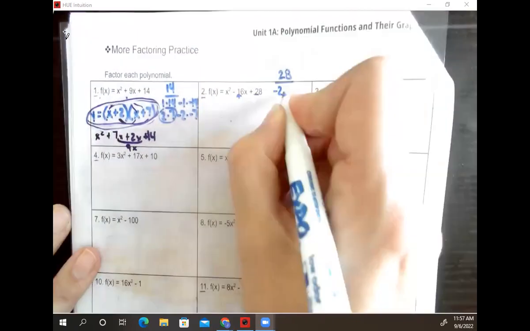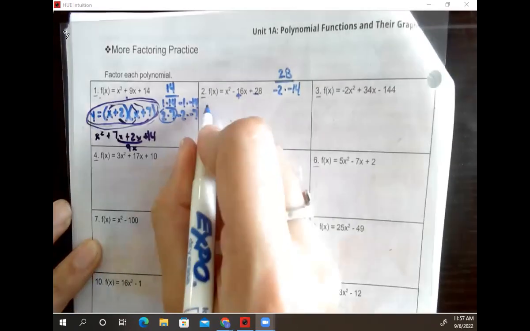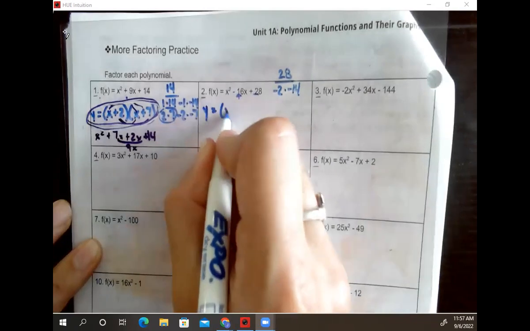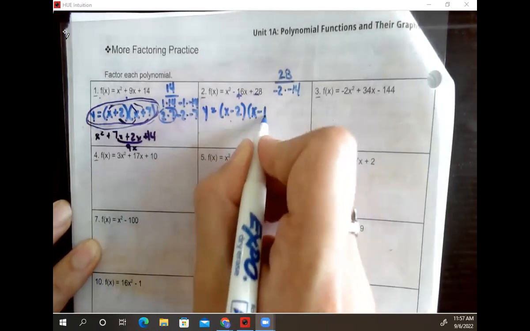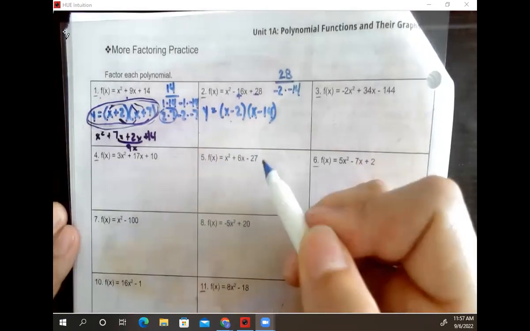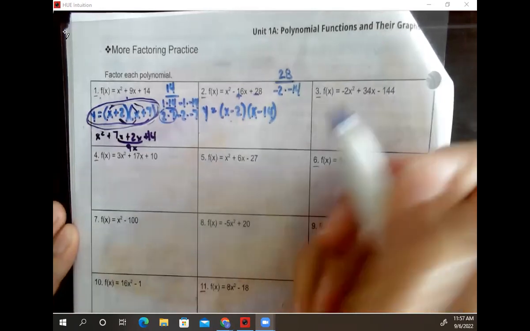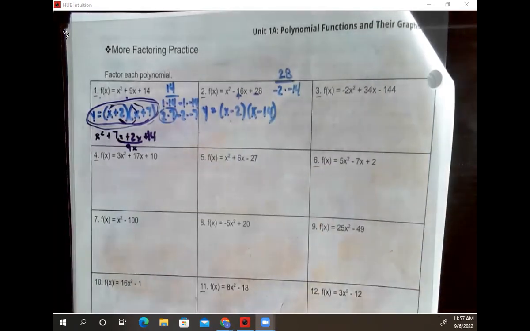-2 and -14 would do it. Okay. So then my factored form would be x minus 2 times x minus 14. Now, if you thought of these in the opposite order, you thought of this as -14 times -2, and so you have your factors swapped, that's okay. As long as you have the same stuff in parentheses, if you've got a swapped order, that's okay.